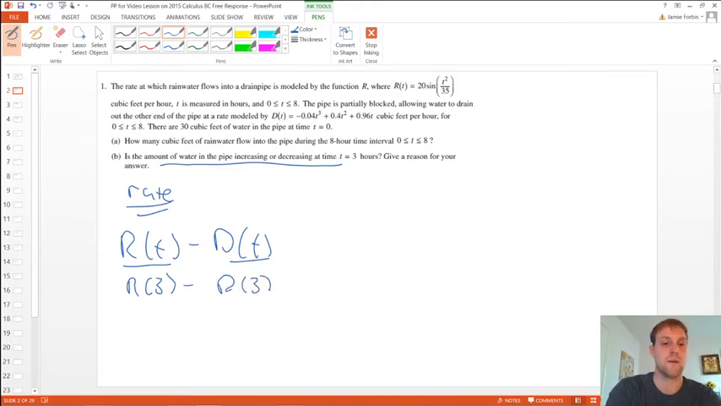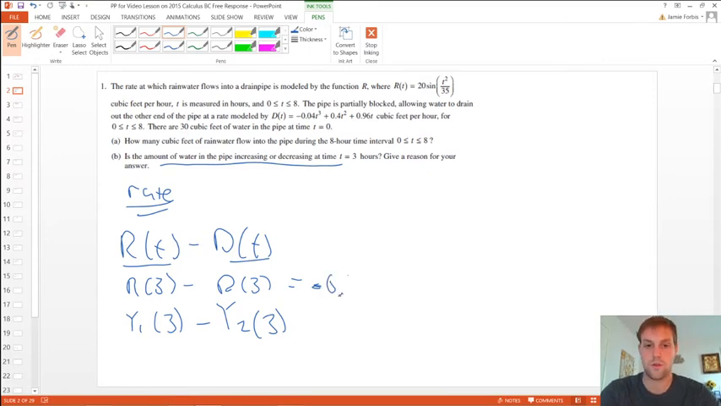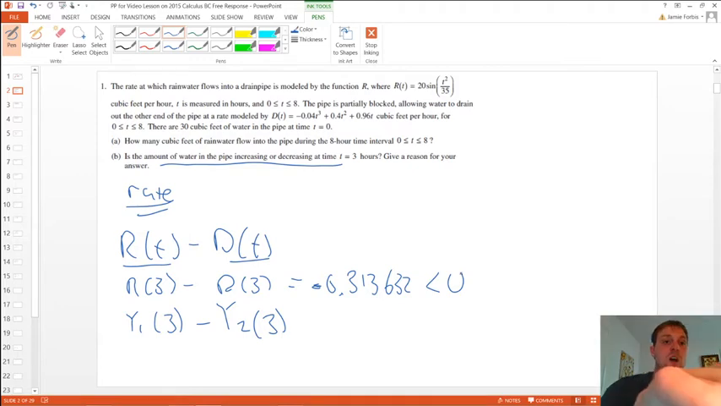Okay. And in my calculator, I did y1 of 3 minus y2 of 3. Like I had stored them into my y1 and y2 respectively. Okay. Anyway, whenever I do this, I get negative, so that's really all I need, but negative 0.313632, which that value is less than 0. Okay. So based off of that, we would say that my function is decreasing. Okay. So why is it decreasing?